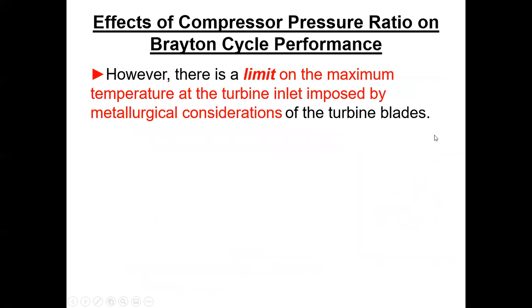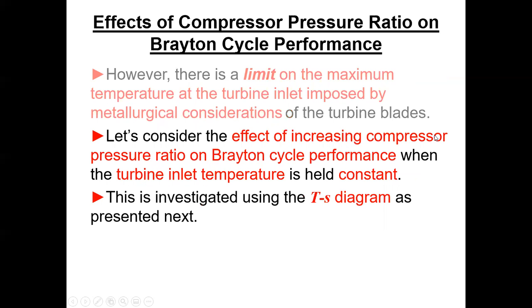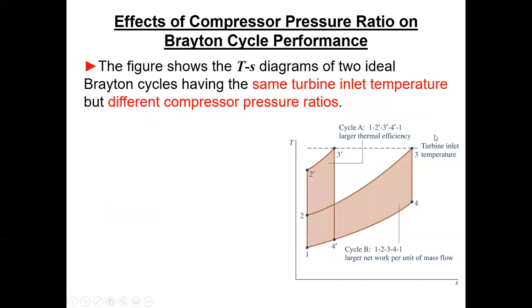Oh, I got the little bouncing ball. And so that's what they're getting to here. So we're going to have another little discussion. If we could already be operating at the metallurgical temperature limit on the turbine blades, let's consider increasing the compressor pressure ratio but holding the turbine inlet temperature constant. So that's going to look a little bit different because we have to protect the blades. So we'll look at it on a T-S diagram. Okay, so this is what it looks like.